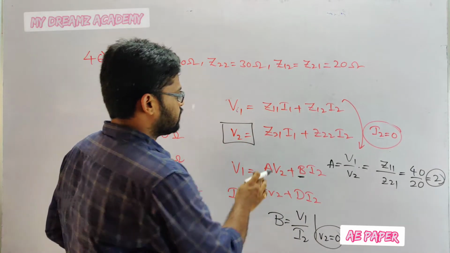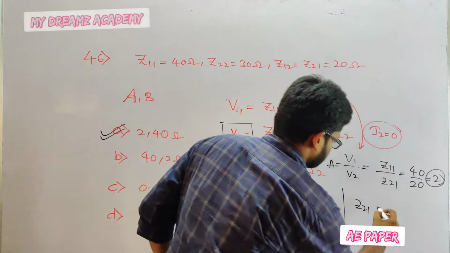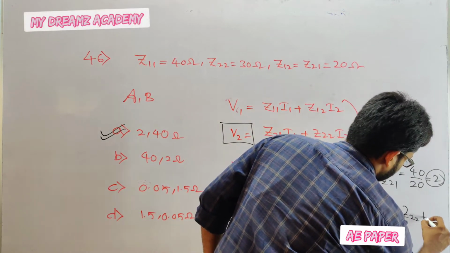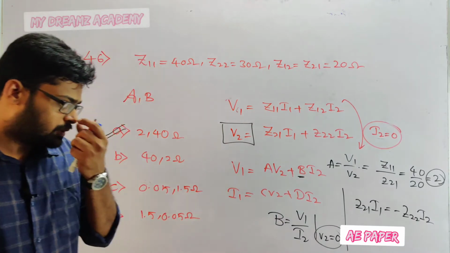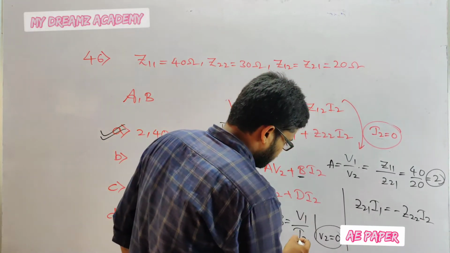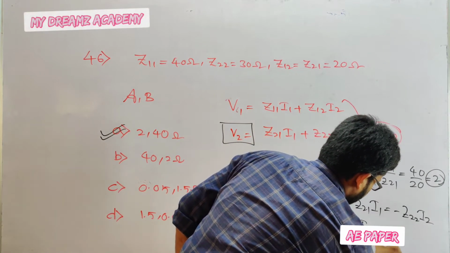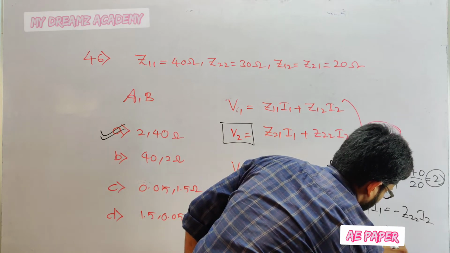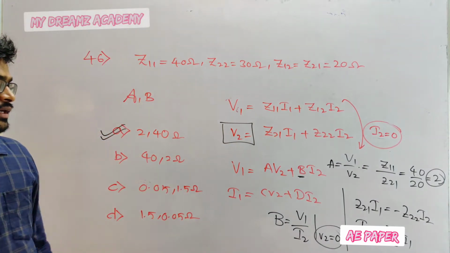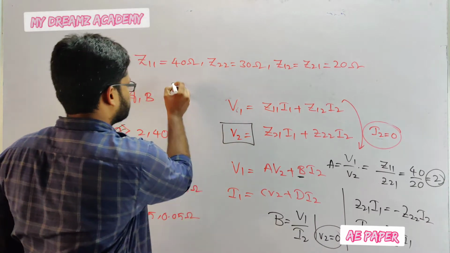Make V2 equal to 0 in this. So, it will give Z21 I1 is equal to minus Z22 I2. But we have to calculate V1 by I2. So I2 is equal to Z21 divided by Z22 into I1. Now, substitute this in equation number 1.